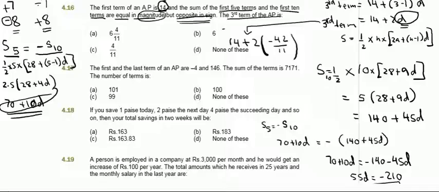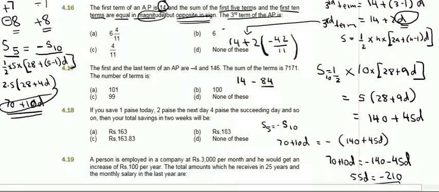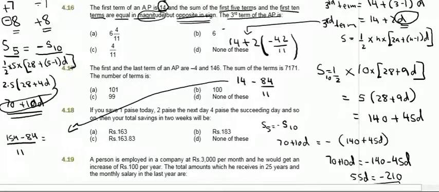Let me solve this. 2 into 42 is 84 over 11. Taking the LCM, let me solve this over here. Taking an LCM, it will be 14 into 11, which is 154, minus 84, over 11. If you subtract 154 minus 84, it is 70 over 11, which means 6 whole 4 over 11.